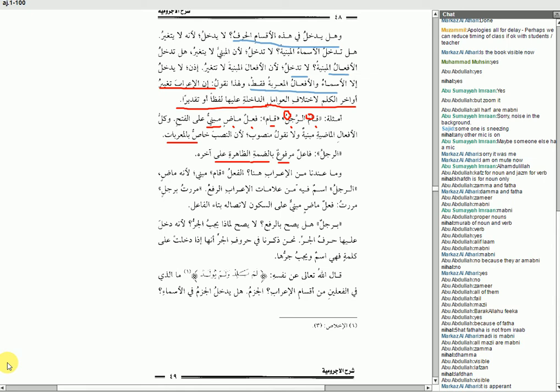Now it is. So, bid-dhammatid-dhahirati ala akhirihi, at the last letter. Bid-dhammatid-dhahirah, ala akhirihi. So that's how the Shaykh has given us an example of how I'rab takes place.